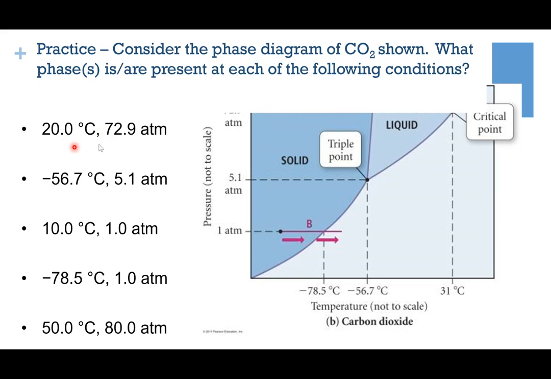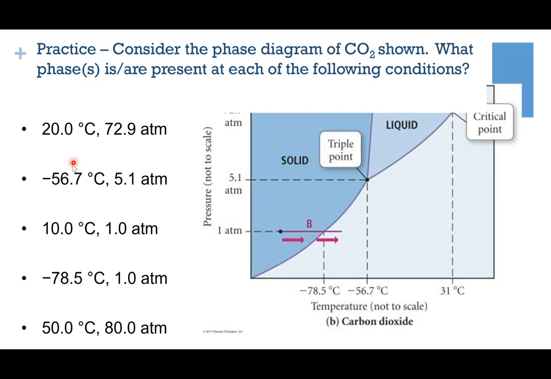So I could say at 20 degrees Celsius and 72.9 atm, what phase or phases are present? So you would find 20 degrees Celsius, which would be somewhere kind of right in here. Go up to 72 atm, and this is 72 atm. I kind of covered it up. So 72 atm at 20 degrees Celsius, we would say it would be in the liquid phase.